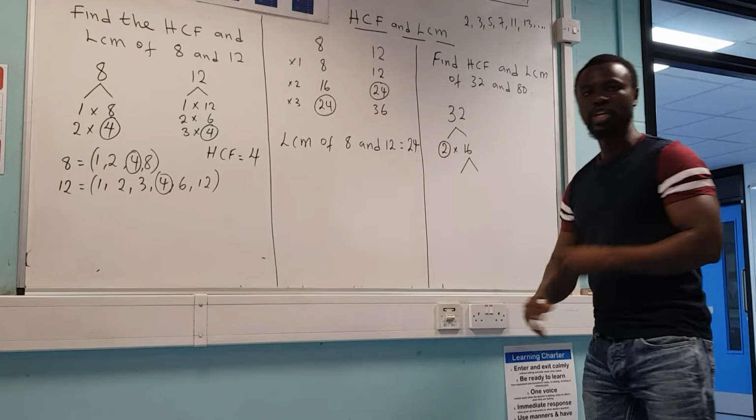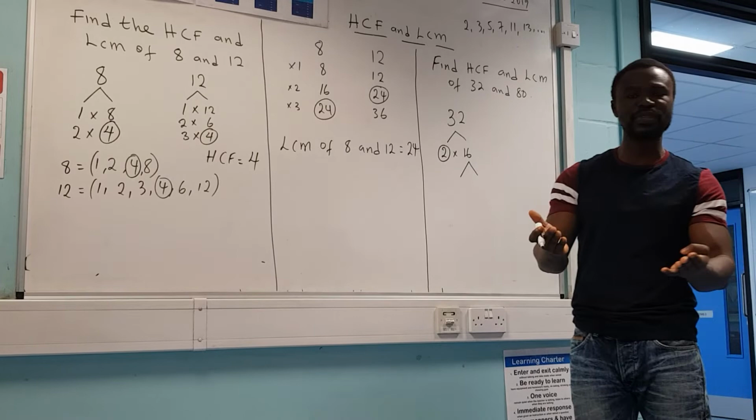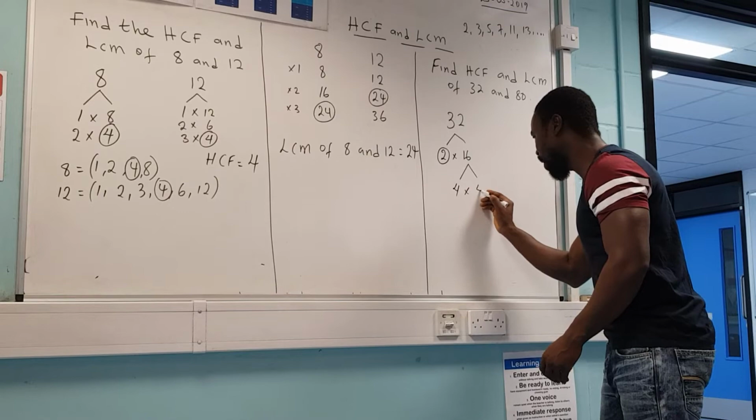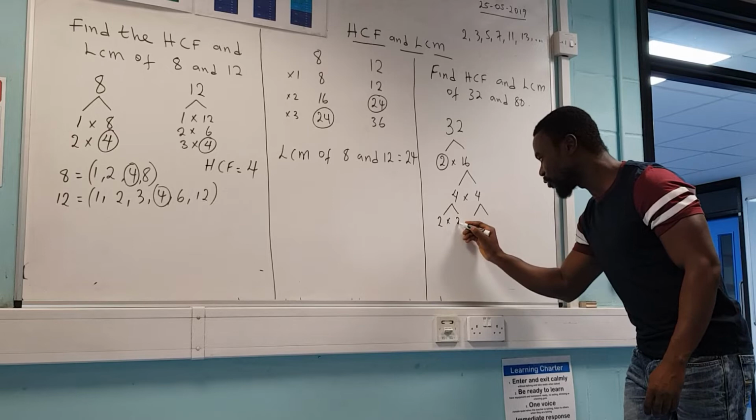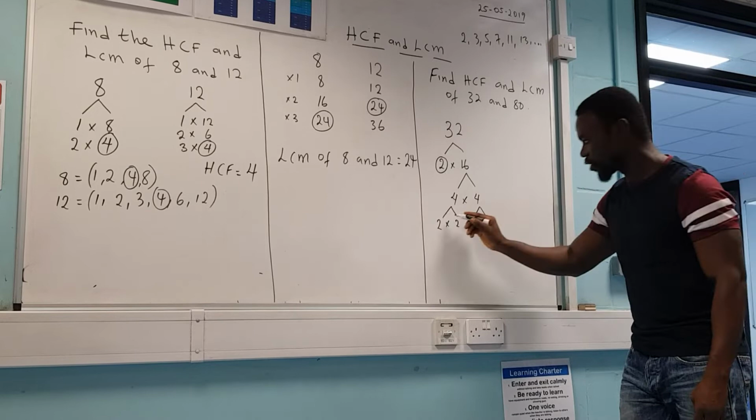So here I can use 2 times 8 or I can use 4 times 4. They are all the same. So let's use 4 times 4. 4 is not in my prime numbers, so I have to carry on. I break this 4 down and this 4 down. 2 times 2 gives me 4, and 2 times 2 again here is 4. 2 is a prime number, so you circle all of them.